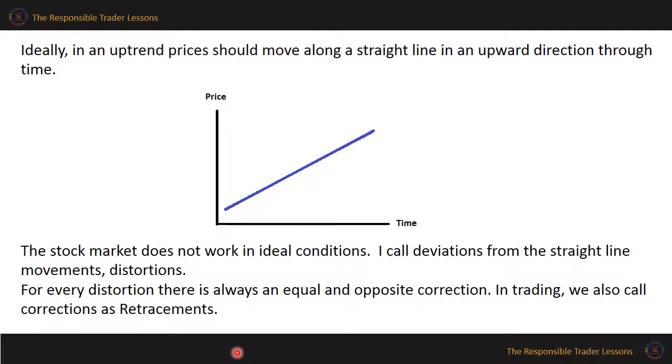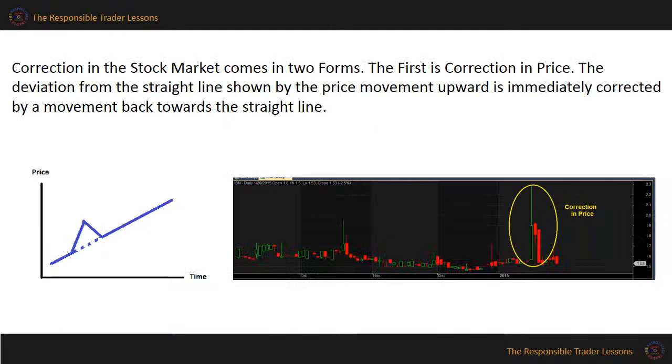Borrowing from Newton's laws of motion and applying it to trading, for every distortion, there is always an equal and opposite correction. In trading, we also call corrections as retracements. Correction in the stock market comes in two forms. The first is correction in price.